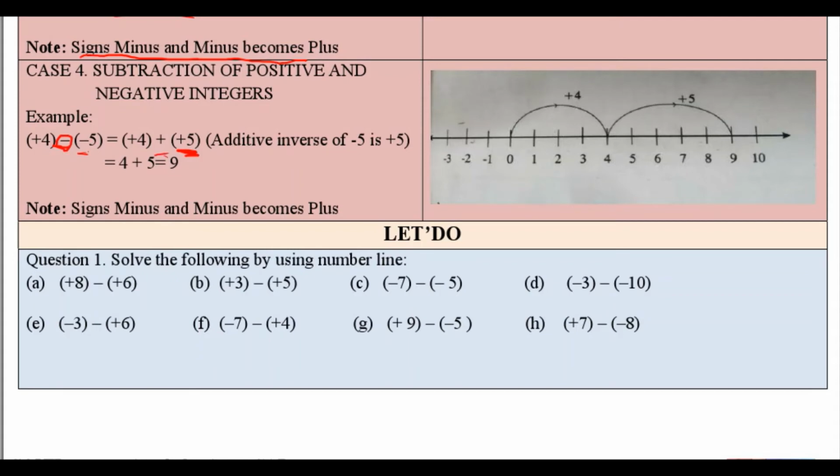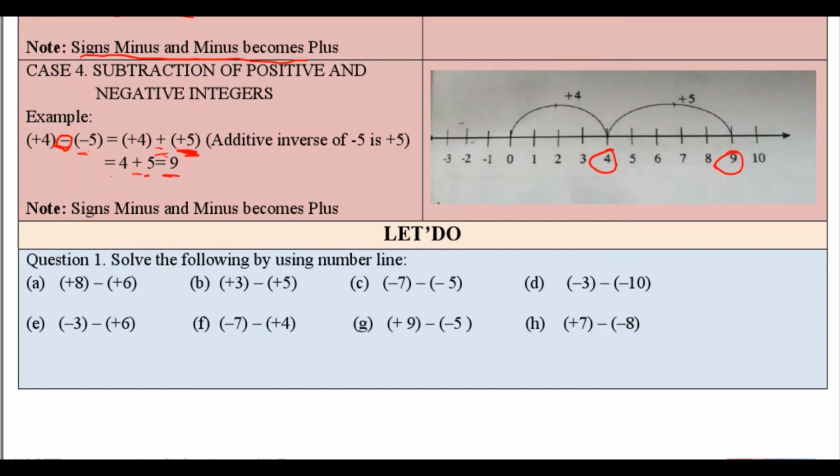Now see, plus 4 plus plus 5. So plus plus plus 4 plus 5, that's 9. So simply we will write the answer 9, and on the number line it has gone 4 steps in the front to get 4, then again 5 steps in the front to get 9. Now we have some questions given here.